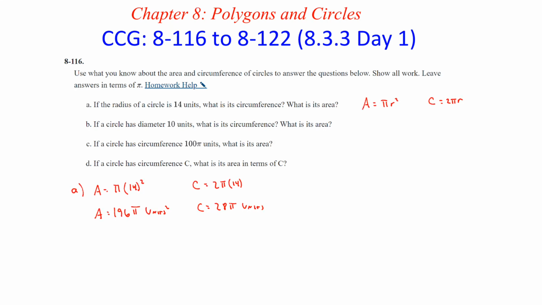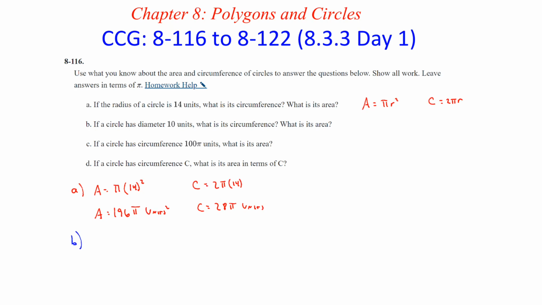If we wanted the approximations, we'd have to plug pi into our calculator and use the calculator button pi. Don't approximate 3.14. Use the actual button so we can get the most accurate answer when it asks for it. So let's see, on the next one, B, if the circle has a diameter of 10, what is its circumference and what is the area?